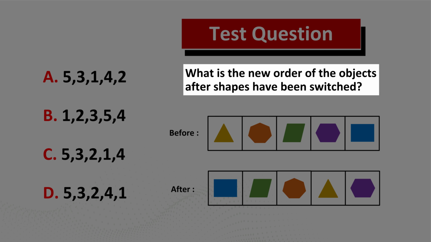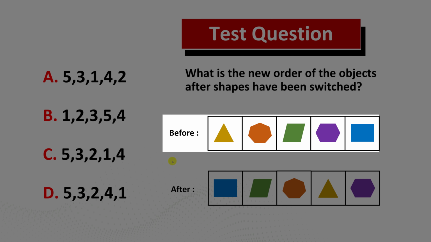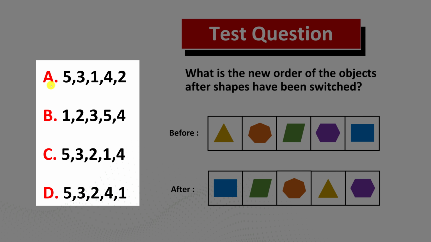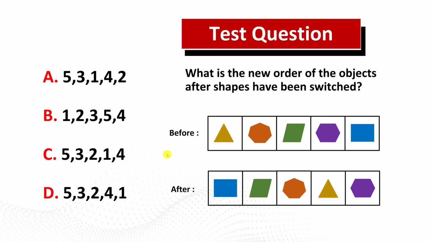What is the new order of the objects after shapes have been switched? And you have the before picture as well as the after picture, as well as 4 different choices presented. The 4 different choices reflect the new position of the object based on the original position of the object in the before picture. Feel free to pause this video and try to solve this challenge.